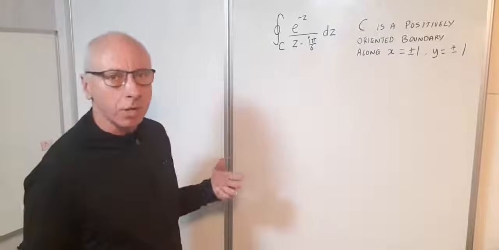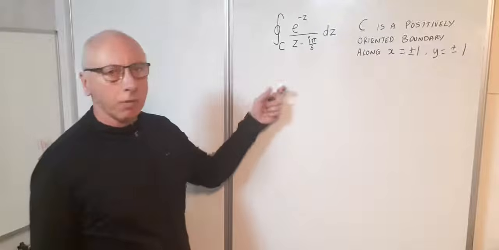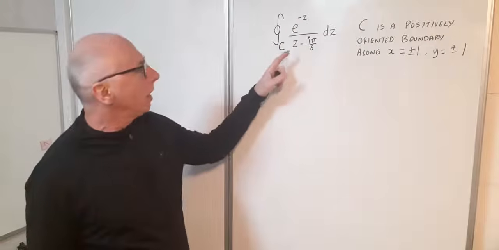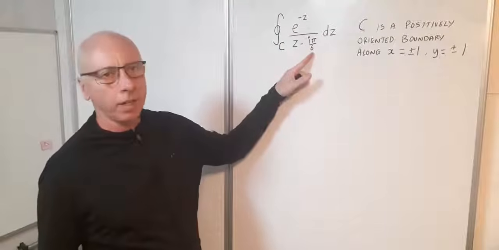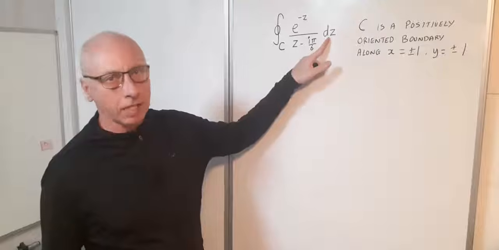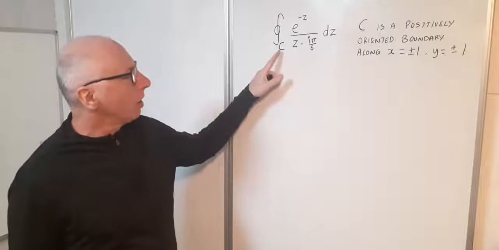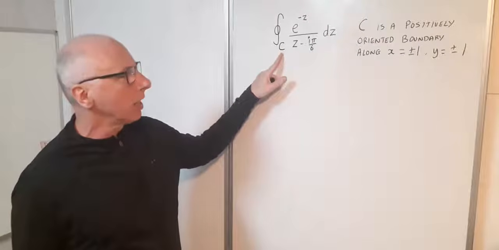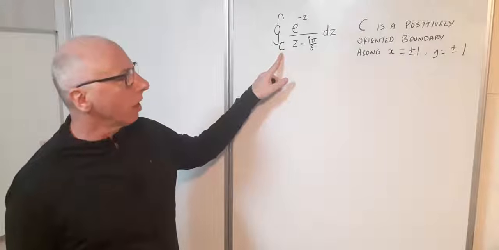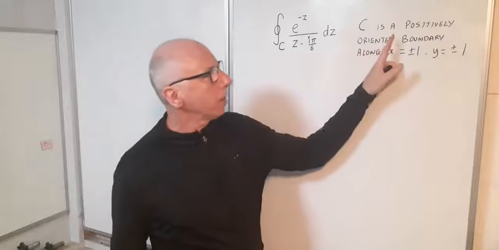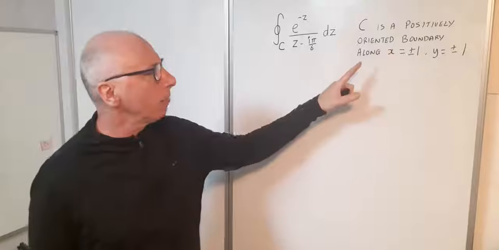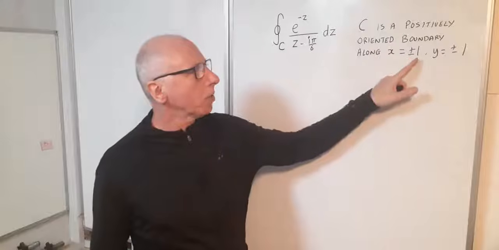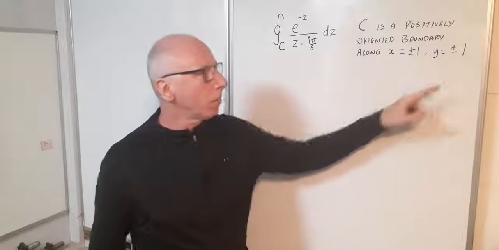So in this question, we're going to look at a line integral: e to the minus z over z minus i pi over 6, with regards to z, over the closed contour C. Now C, the closed contour, is defined as a positively oriented boundary along x equals plus or minus 1 and y equals plus or minus 1.